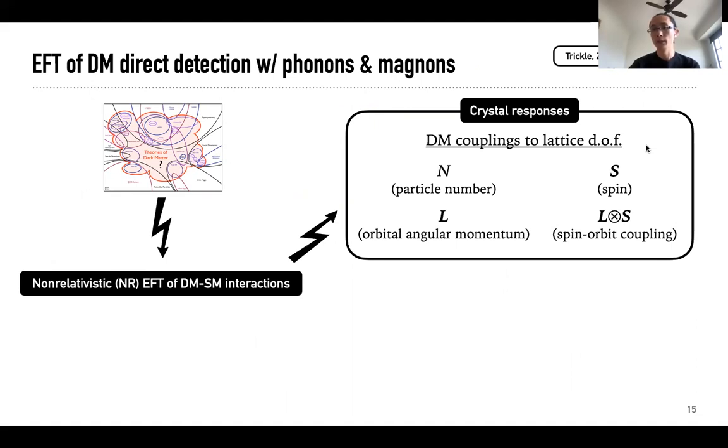So intuitively, we can imagine that there should be a coupling to the particle number, namely how many protons, neutrons, or electrons are contained in each ion. There could also be coupling to the spin, coupling to the orbital angular momentum, or spin-orbit coupling. These turn out to be the leading order couplings that we can derive from our EFT calculation, and these are what we call crystal responses, for a reason that will become clear in a moment.